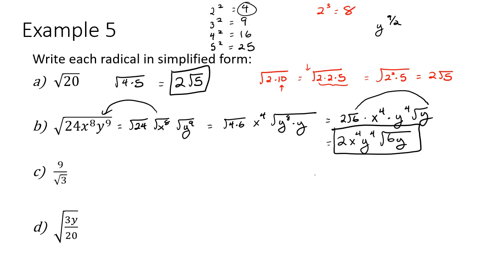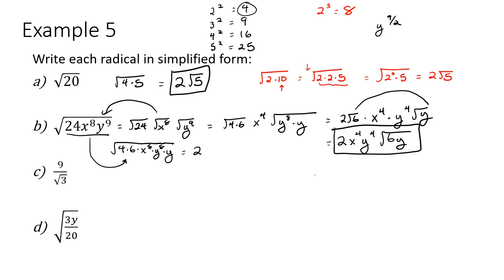The other way of thinking about this problem, and again, it's just a different way of getting to the same result, is you could have broken up everything inside of the square root without breaking it up like this in the first step. So you could have written 24x to the 8th y to the 9th as 4 times 6 times x to the 8th times y to the 8th times y. And then just taking everything that you can take the square root of cleanly out.